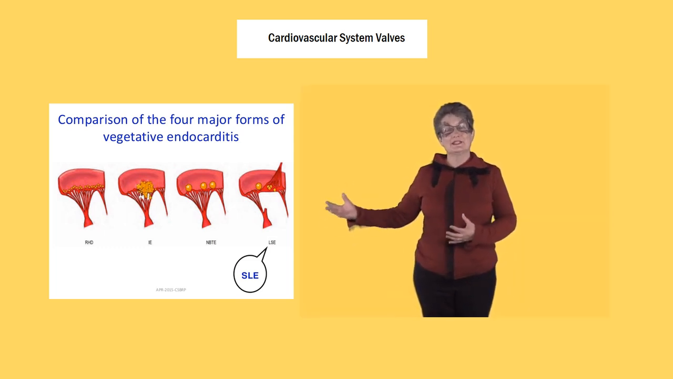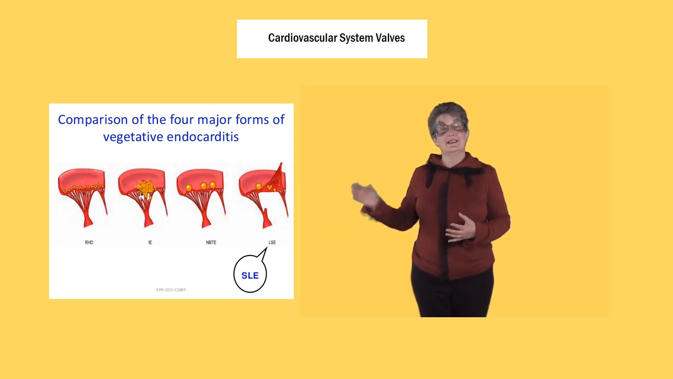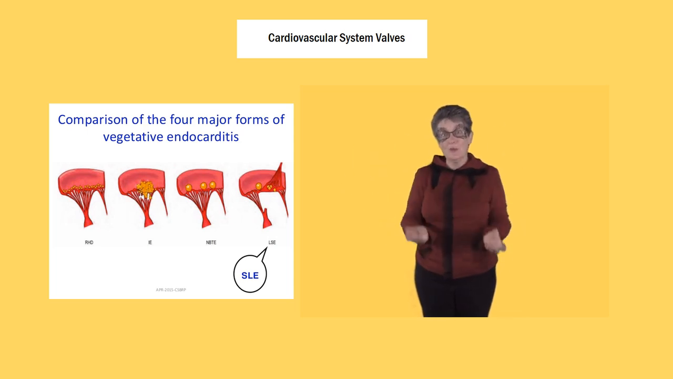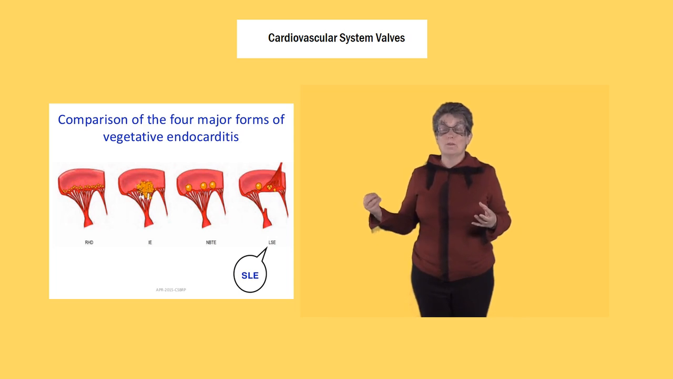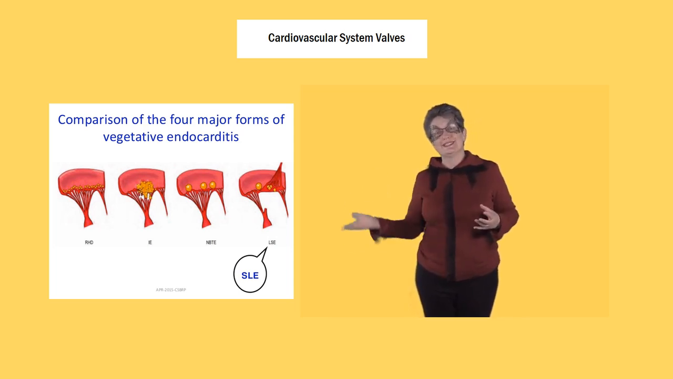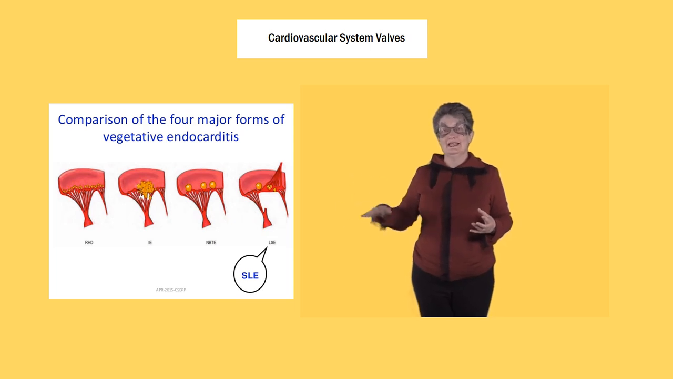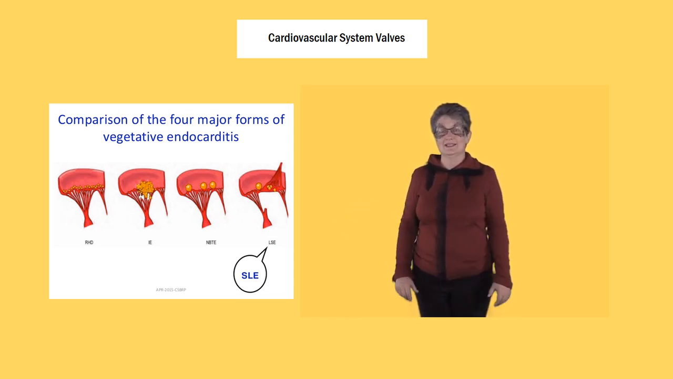This slide compares the four types of vegetations in endocarditis. You can see the small linear ones in rheumatic fever, the really big ones in subacute endocarditis, the medium-sized ones in non-bacterial thrombotic endocarditis, and the ones on both sides of the valves in SLE. These latter ones have a special name, Libman-Sacks endocarditis.